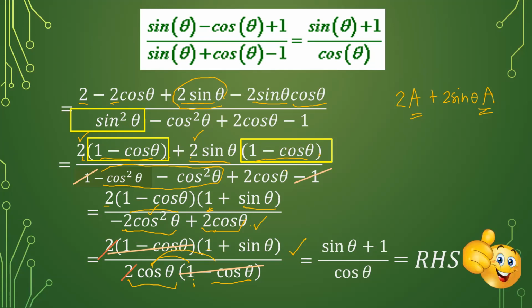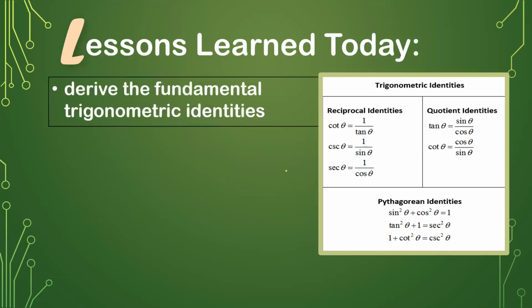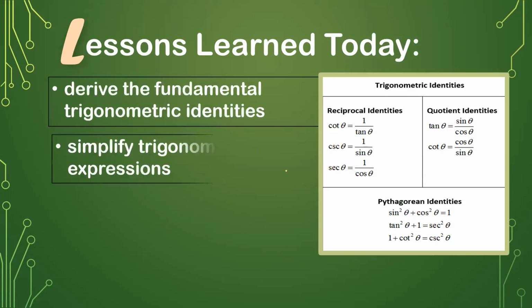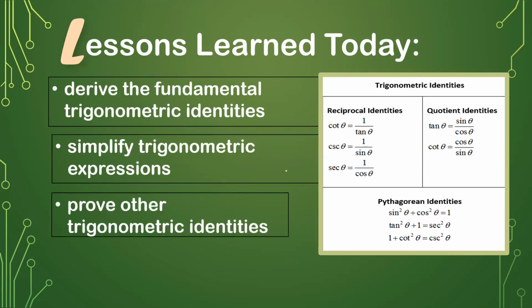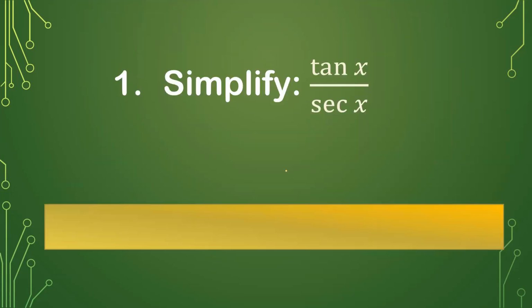Okay, so ayun po. So for our lessons learned today, we have derived the fundamental trigonometric identities, simplify trigonometric expressions, and prove other trigonometric identities. So I hope you are ready for the time for questions, beginning with question number 1. How do we simplify tangent x over secant x?